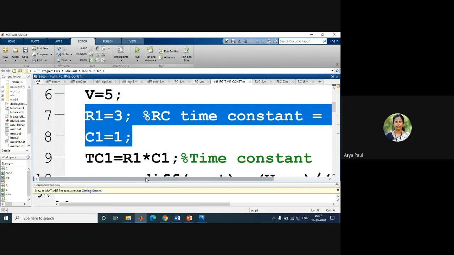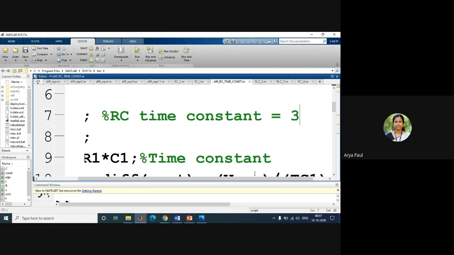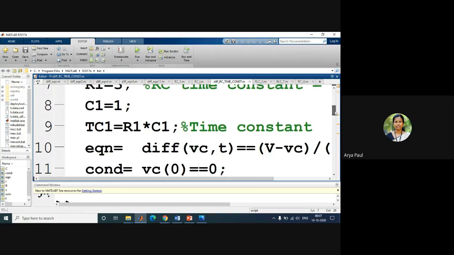So in the comment I have written that the RC time constant is equal to 3. Initially I have chosen my RC time constant, R1 into C1, that is RC is equal to 3. Now I am putting it as TC1. What is TC? TC represents the time constant variable. TC1 is equal to R1 into C1.